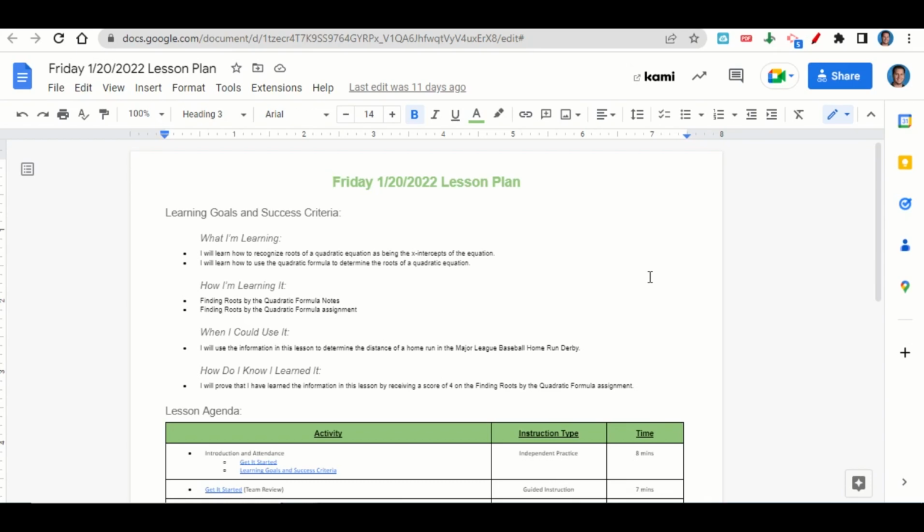When can we use this information? To determine the distance of a home run in the Major League Baseball Home Run Derby. How do you know you learned it? By getting a score of 4 on the finding roots by the quadratic formula assignment.